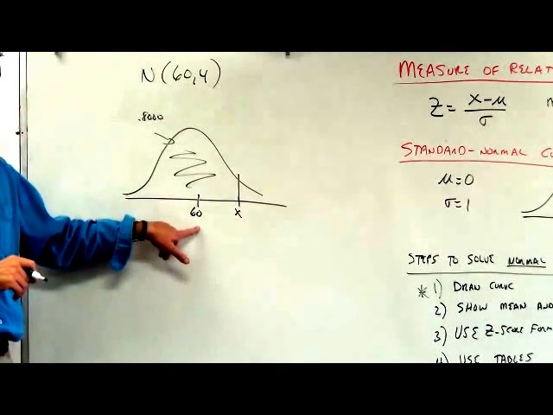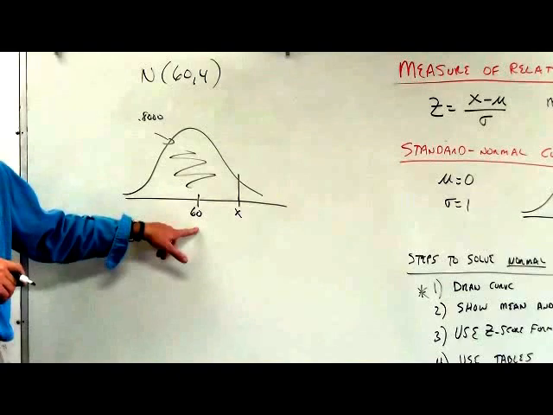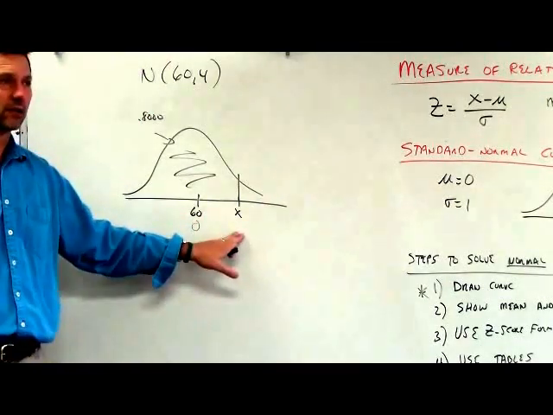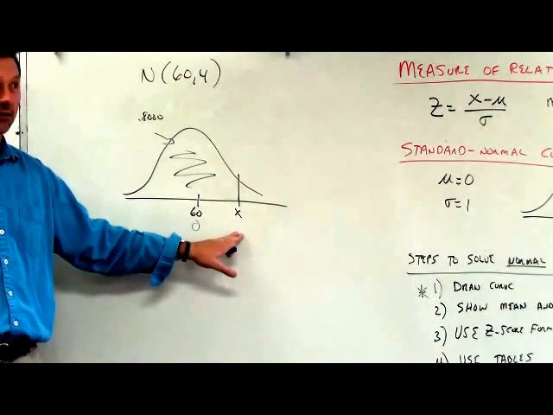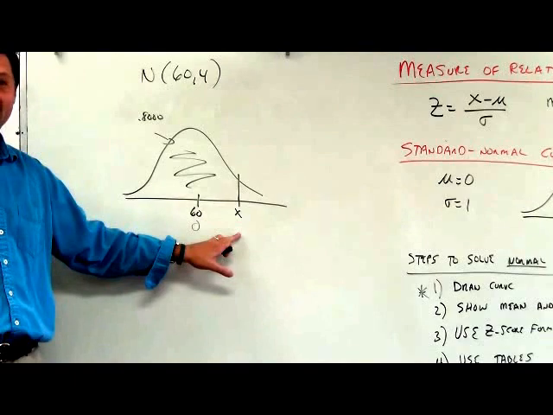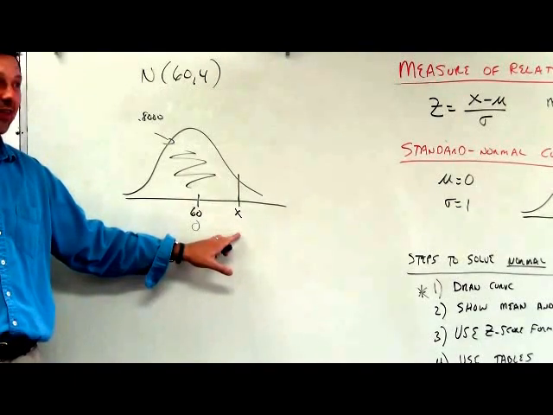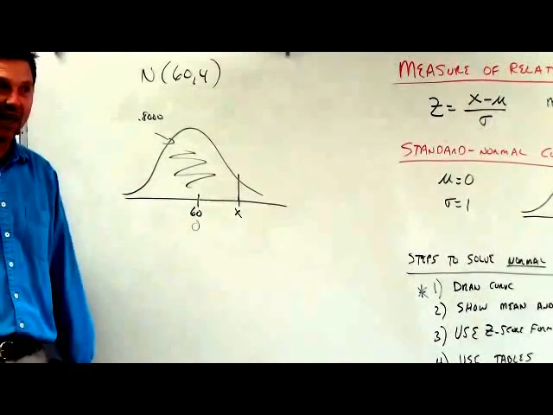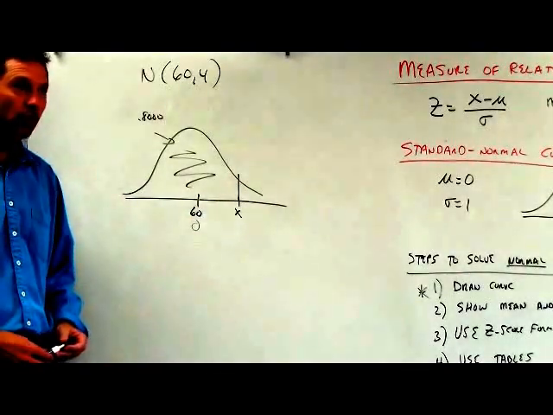Do I know what this is? Do I know the z-score at 60? Yes. What is it? Zero. Okay. Do I know what this is? Yes. I got half of you saying yes, I got half of you saying no. The answer is yes. You should be able to find that. You do know that.